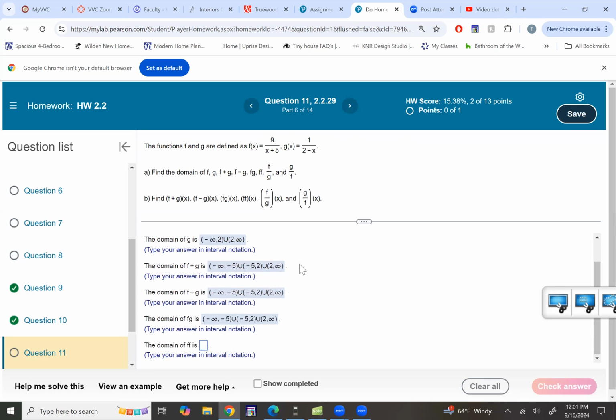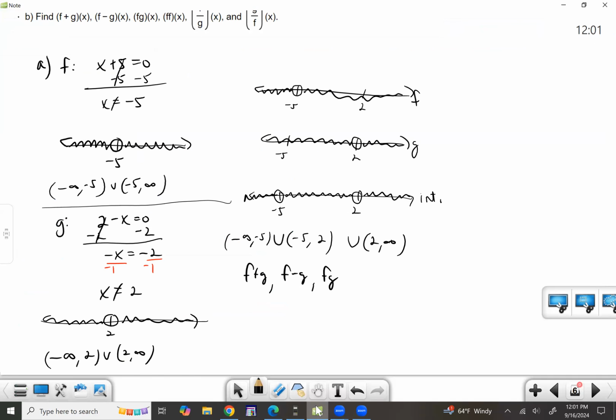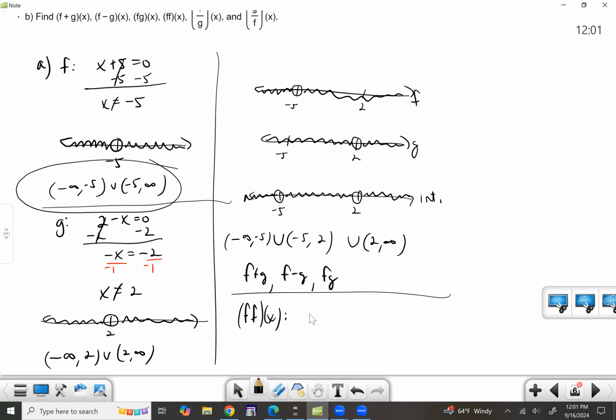All right. Now the next one wants to know f times itself. Remember, if you're taking f and multiplying it by itself, the domain is just going to be the domain of f. So it's going to be negative infinity to negative 5, negative 5 to infinity. No new functions were introduced, so it should be the same as f.